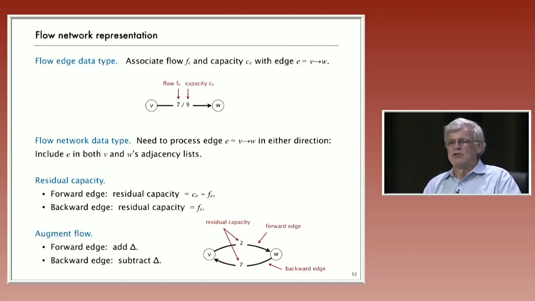And to actually do the augmentation, you'll have a value which is your maximum amount that you're going to augment. And so if you're on a forward edge, you add it, and if you're on a backward edge, you subtract it. So that's the basic idea, and it's just quite natural from the graph representations we've been using and the way that the forward focusing algorithm works.